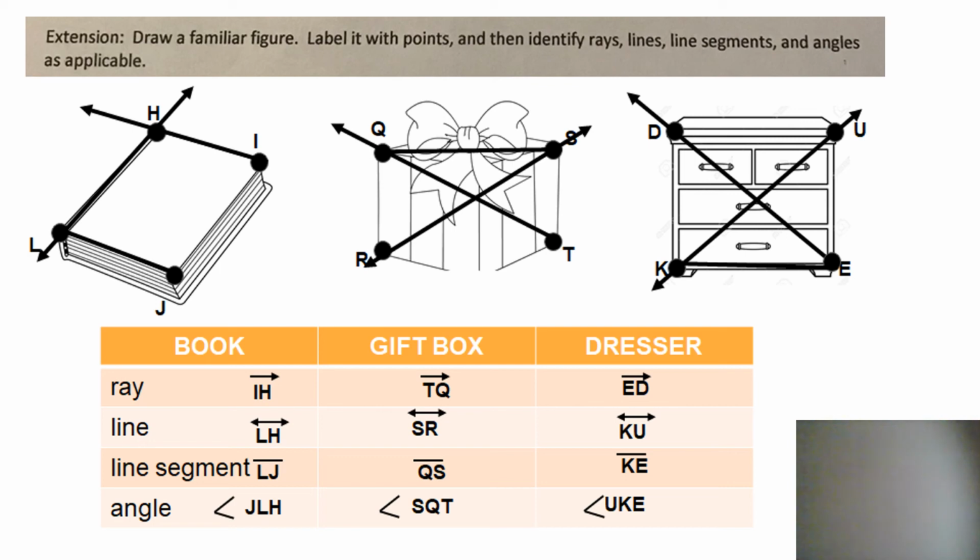And lastly, the dresser. I have a chocolate lab, and his name is Duke, so D-U-K-E. The ray is ED. Notice that it has only one arrow. It begins at E and goes all the way through D. The line has two arrows, goes on forever in both directions, is KU. And the angle, and you need that symbol, is UKE. And that's your homework.